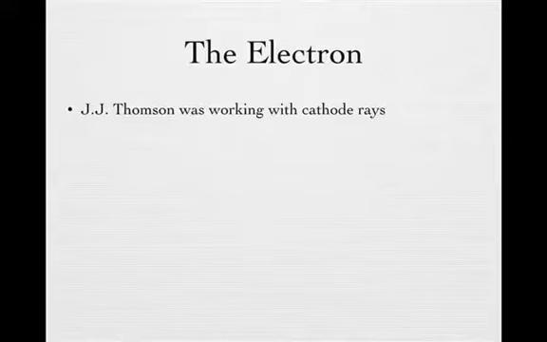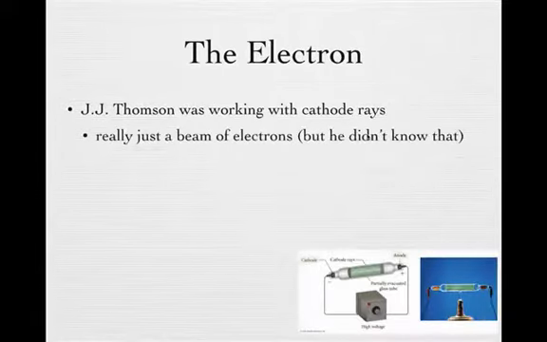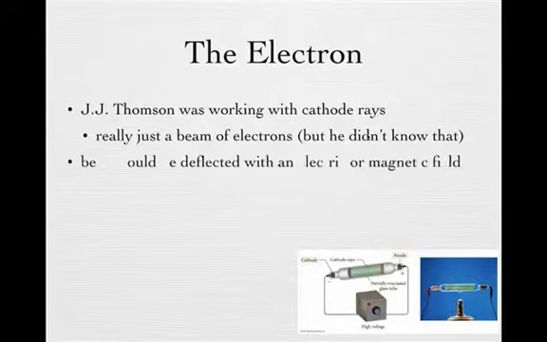And the electron was discovered by a gentleman named J.J. Thomson, and he was working with cathode rays when he discovered the electron. Really all a set of cathode rays is just a beam of electrons, and we know that now, but J.J. Thomson did not know that at the time. And what he noticed with these cathode rays is that he could deflect the beam with an electric or a magnetic field, and he could actually see the beam there in this glass tube.